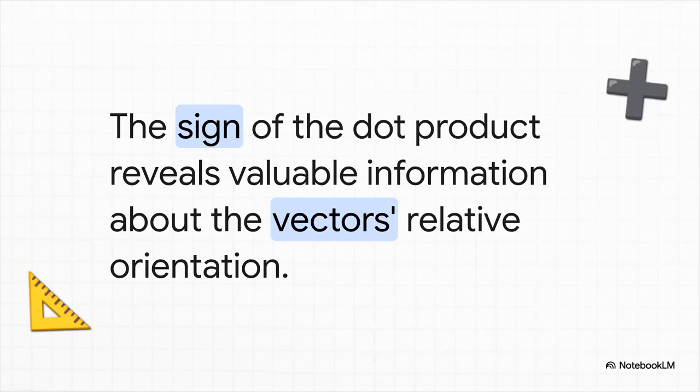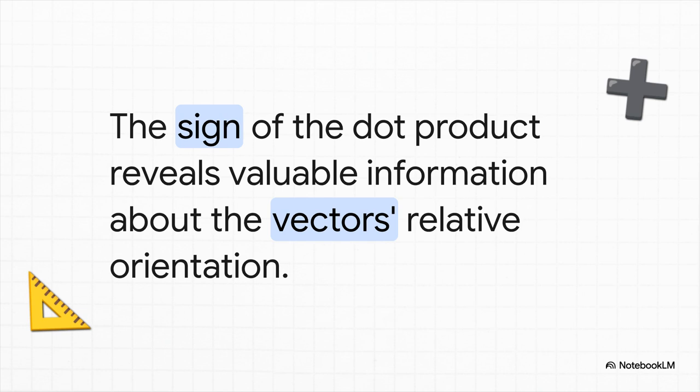So let's just pause and think about that. The sign of our mystery number, whether it's positive, 0, or negative, it isn't random at all. It's packed with geometric information. It's basically a quick report on how our two vectors are oriented relative to each other.